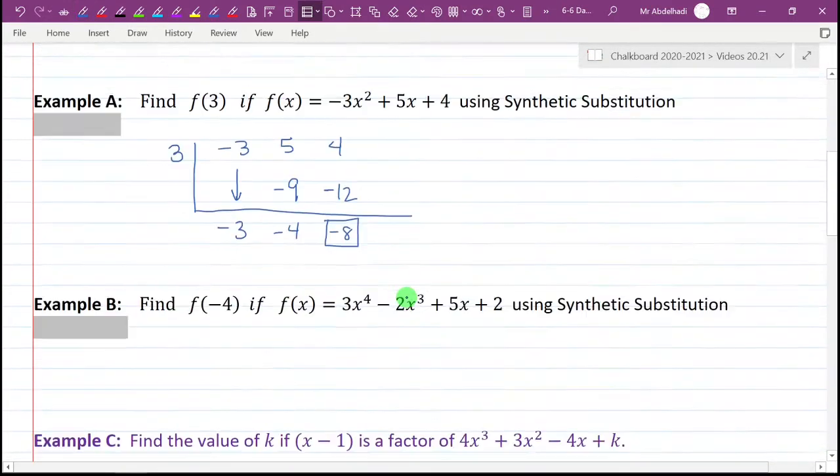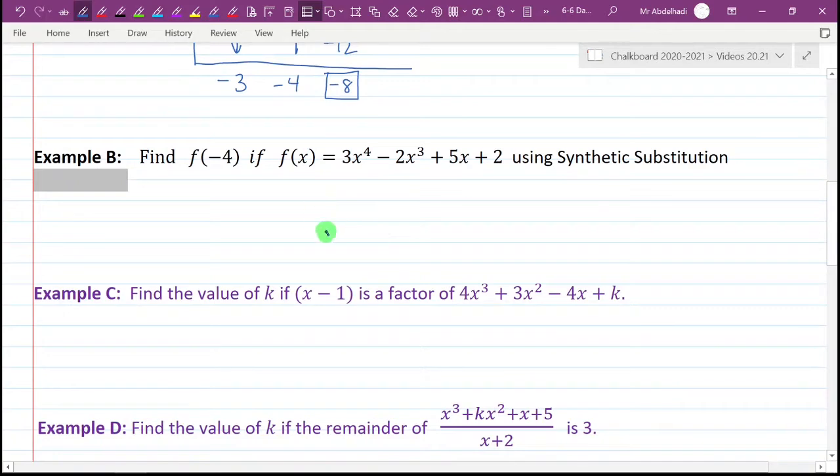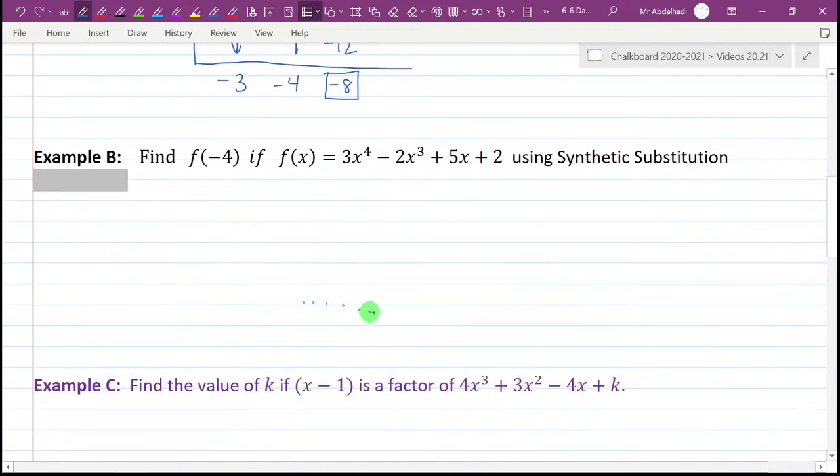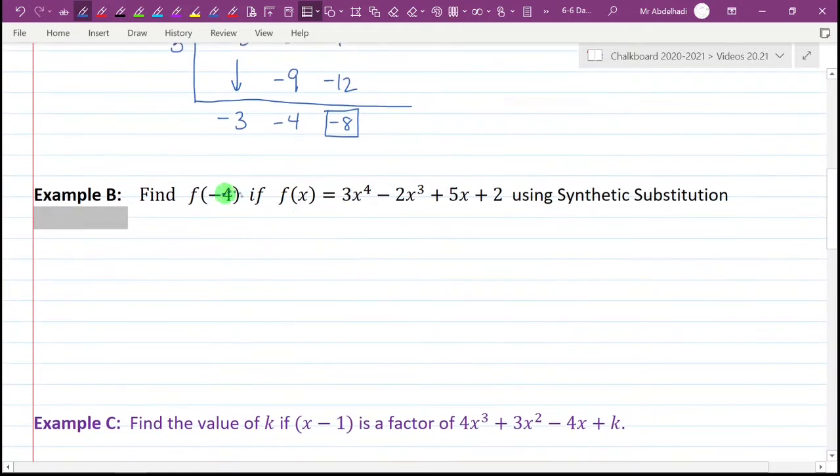Okay, all right, let's just do one more quick one. It's so simple, it doesn't require us to spend a lot of time on it, but let's just do one more. So this time we want to plug in negative 4 into this function. So put the negative 4 outside and set up your synthetic division.